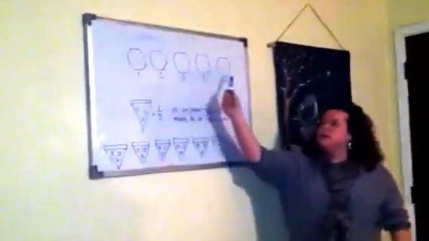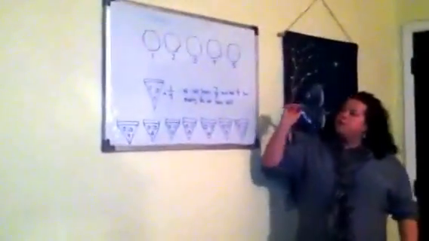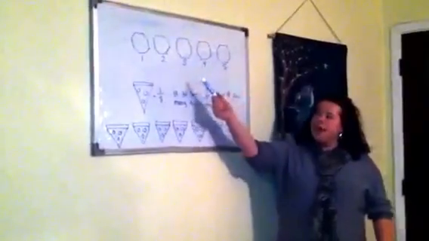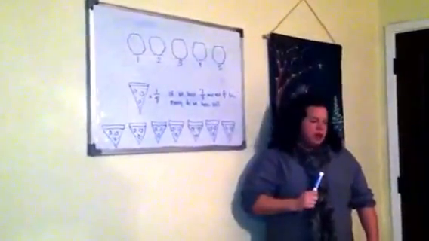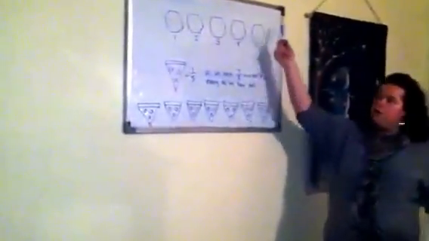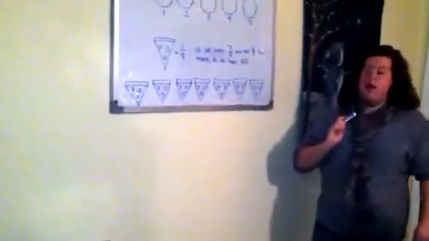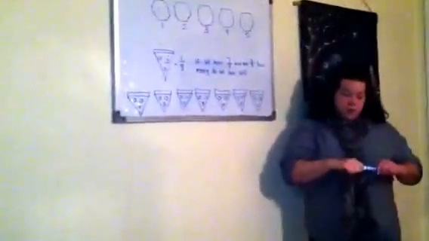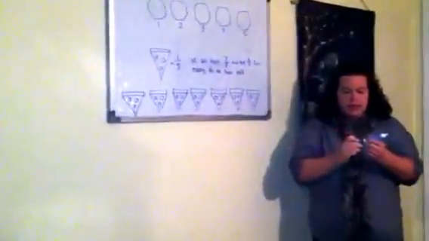How many hexagons do we have right here? 5. And so if we were going to write this as a fraction, what number would go in the denominator? 5. Why? Because that's the whole. We have a whole of 5 hexagons. Now, if I asked you to come and color 2 hexagons, that's what I'm going to ask you to do. So please walk to the board and you can color 2.